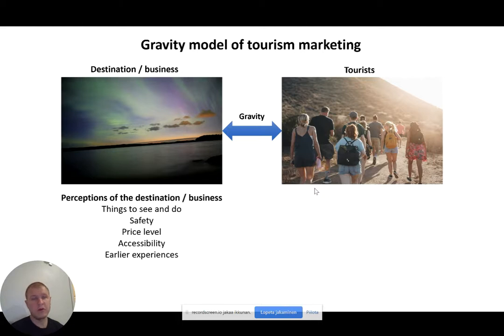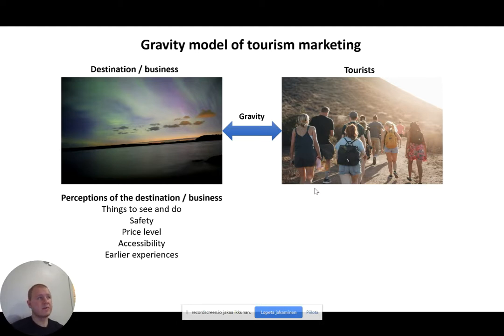And then, of course, the earlier experiences and all the things that affect the image and perceptions of the destination, such as online reviews and what friends and colleagues are talking about, affects the gravity of how interesting a destination or a tourism business is for tourists. And the idea behind accessibility in this gravity model is that accessibility is a huge factor deciding who you can and should market for.